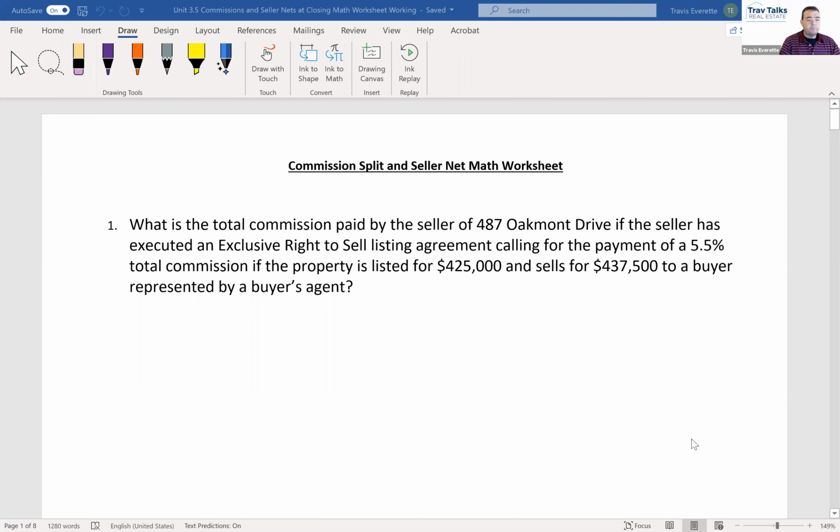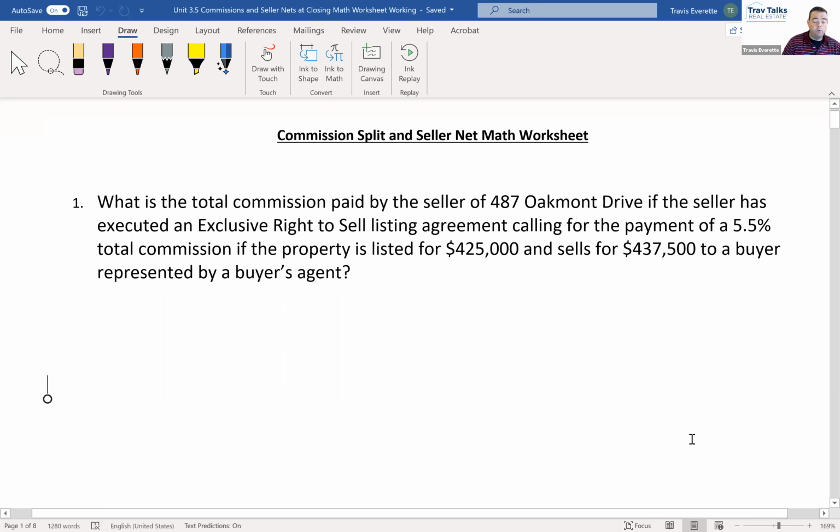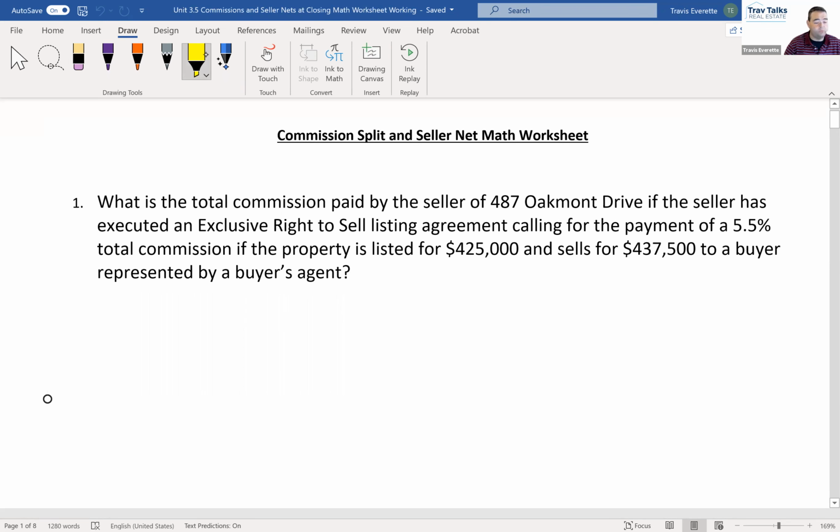So I'm going to go ahead and share my screen with you here. And we want to take a look at what we're doing with calculating these commissions. Question number one says, what's the total commission paid by the seller of 487 Oakmont Drive? I always like to, with my math questions, as soon as I see the question word, what, how much, calculate. So what is the total commission? That's what I'm looking for as my final answer.